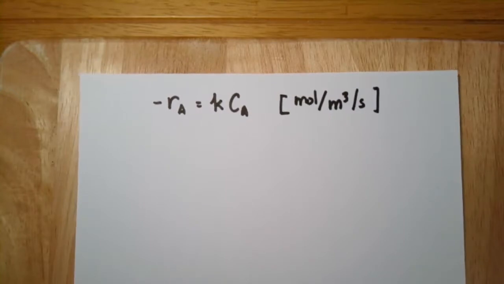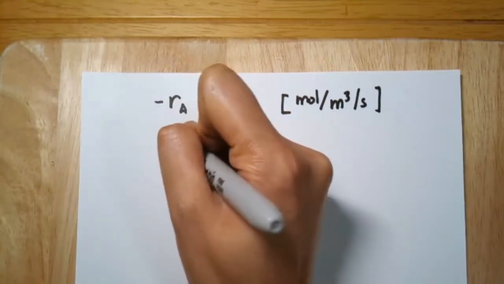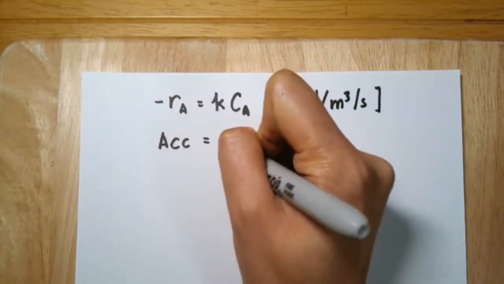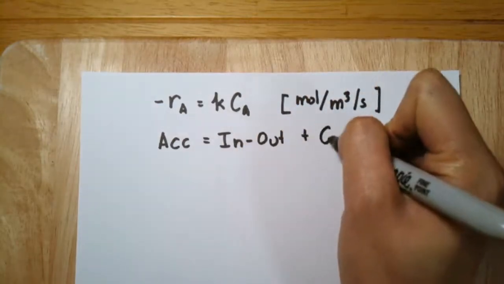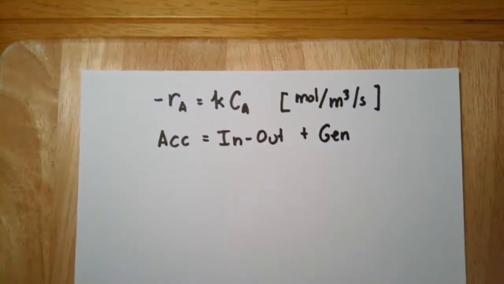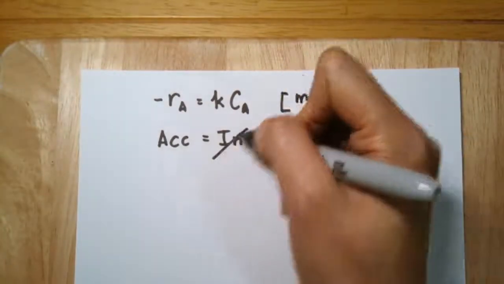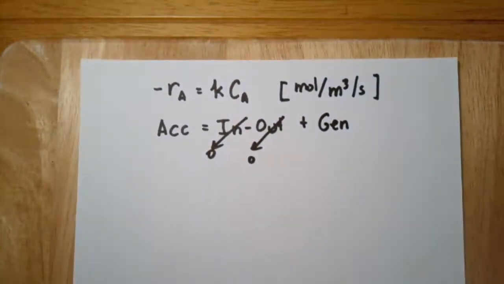Okay, and then we need to write our material balance. So the general material balance is accumulation term equals in minus out plus the generation term. In this problem, we don't have any incoming or outgoing streams, so we can drop these terms out. Then we just need to write out the expressions for the accumulation and generation terms.